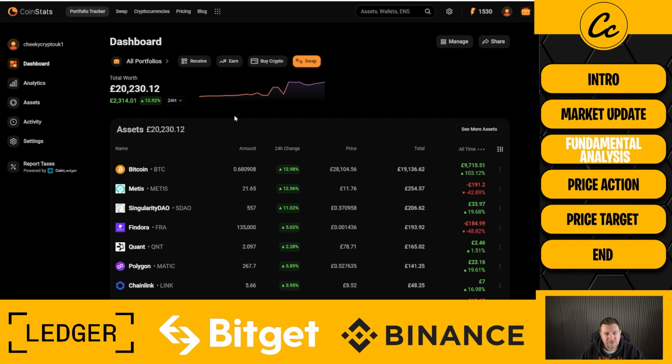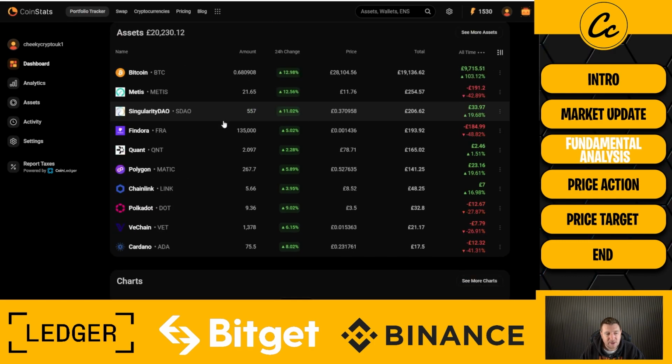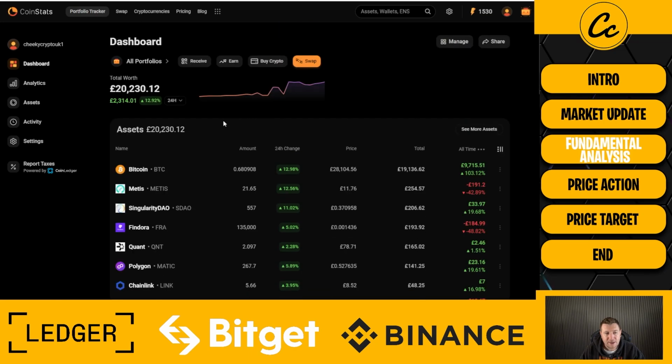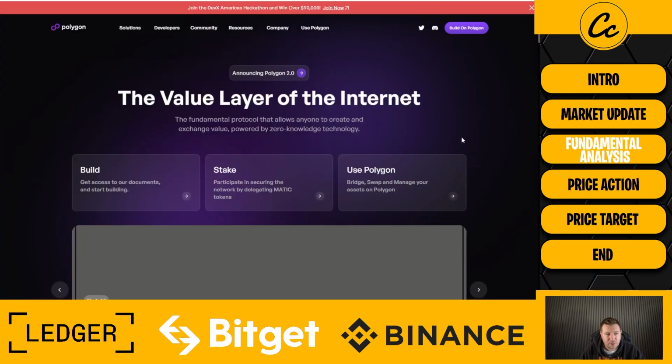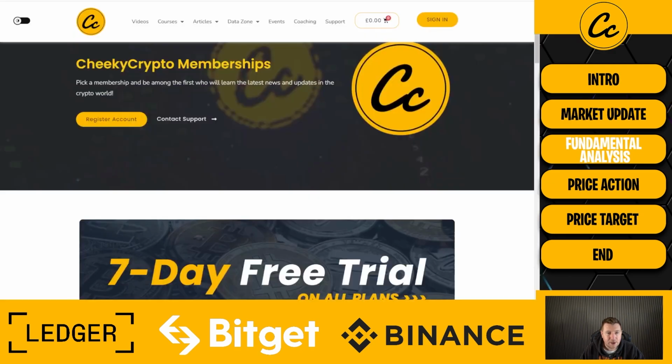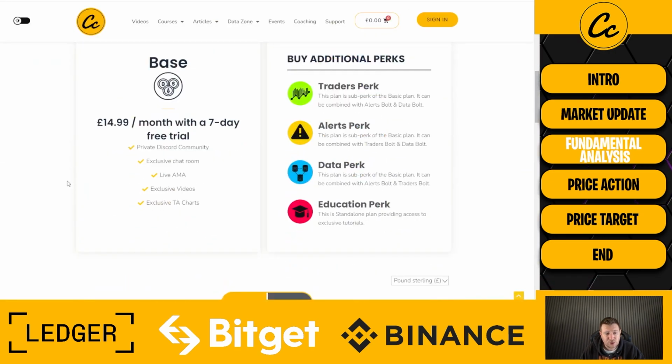I think that we've seen some pretty good price discovery on Bitcoin, and we are going to see some of these altcoins really bounce back. So yeah, look, let me know your thoughts and opinions on this. Polkadot, again, I think this is a really good project to be dollar cost averaging into. Same with Polygon Matic.